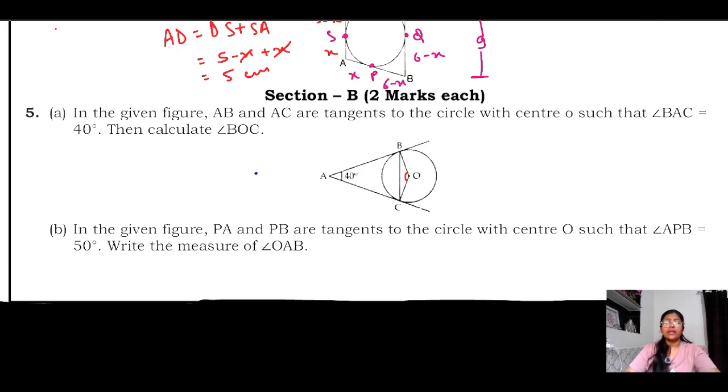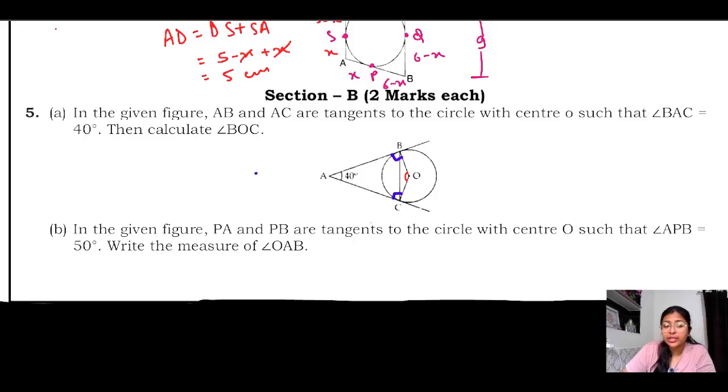See this question, section B, question number 5. In the given figure, AB and AC are tangents to the circle with center O, and the angle BAC is given as 40 degrees. We need to find angle BOC. Radius and tangent are perpendicular to each other. If this angle is 40 degrees, the angle OBA is 90 degrees because the radius and tangent are perpendicular to each other.